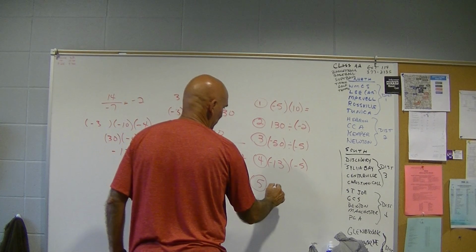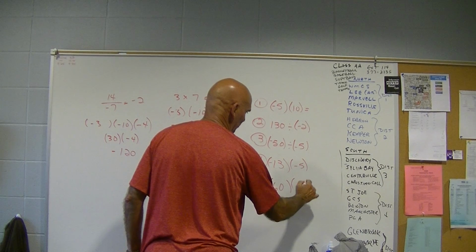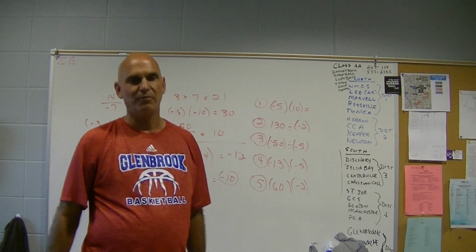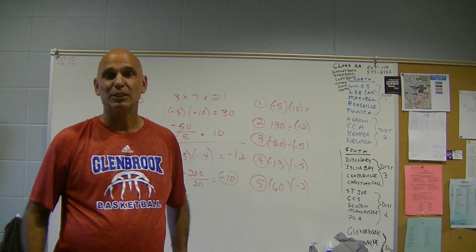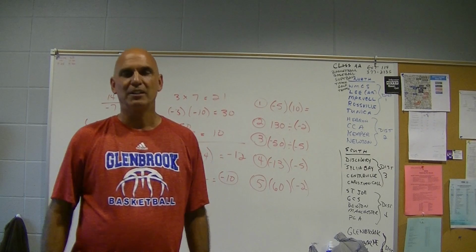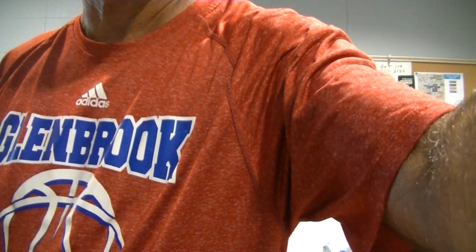and the last one is going to be 60 times negative 2. All right, just work those 5 problems real quick. Should take you about 45 seconds. Give me the answers to those, and by the time you get back, I want you to be really good at multiplying and dividing like signs and unlike signs. Take a picture of it, turn it in.